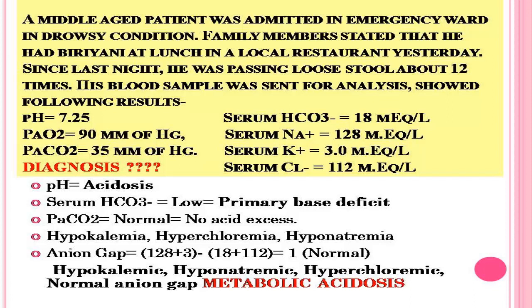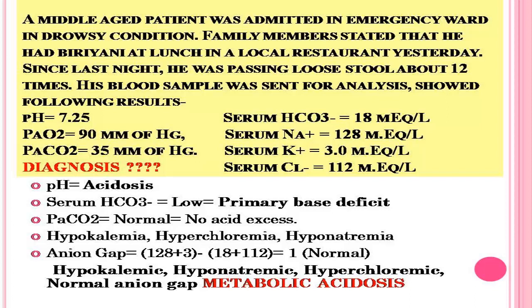Now what is the level of partial pressure of carbon dioxide? It is normal. So there is no acid excess. So what is the inference here? It is an acidosis with primary base deficit, no acid excess. So it is a case of metabolic acidosis. Clear?